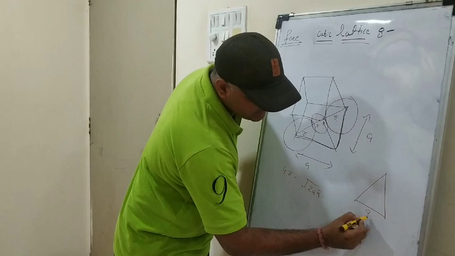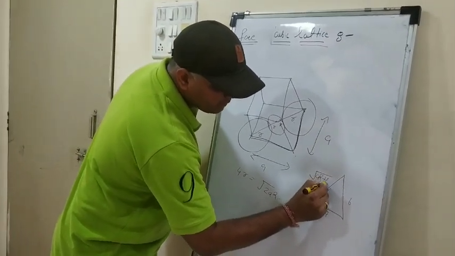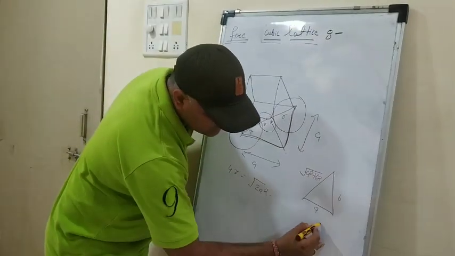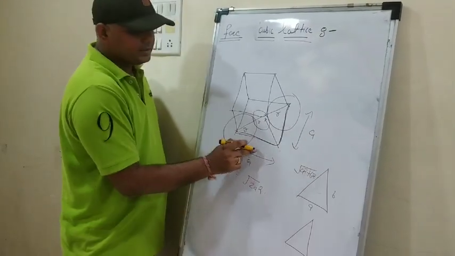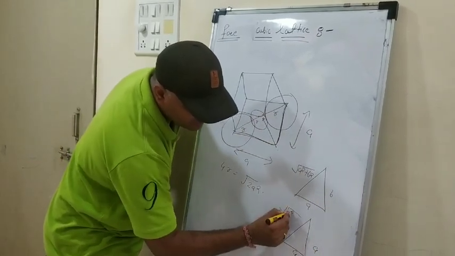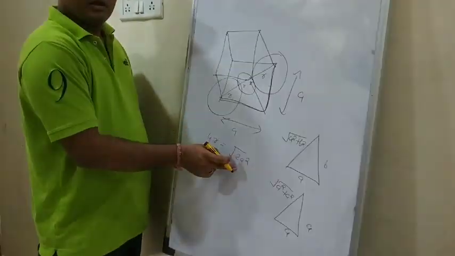right? So in this case, if this is a, this is b, it will be under root of a square plus b square, right? Similarly, if we have in this case, we can see this is a, this is a. So it will be under root of a square plus a square. So a square plus a square becomes 2a square.